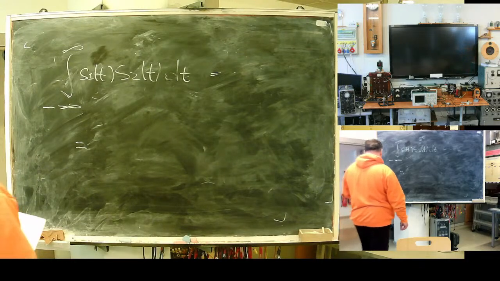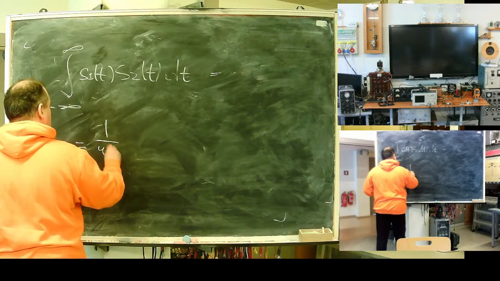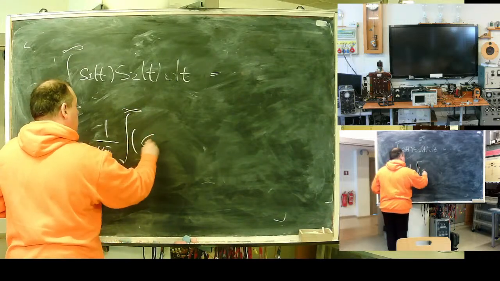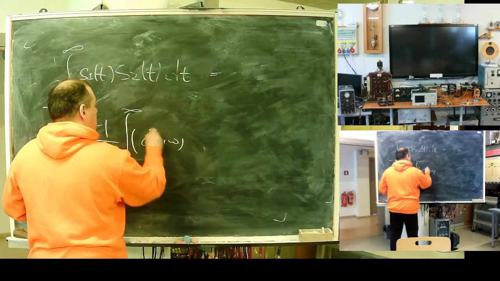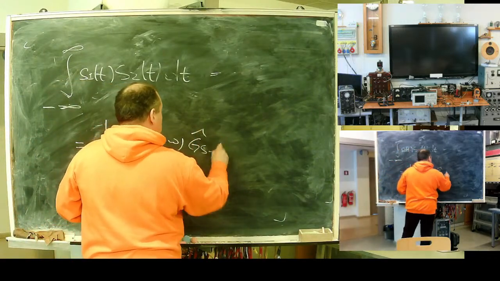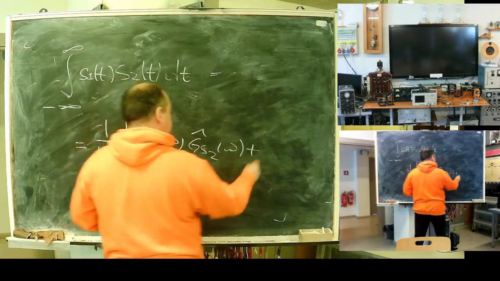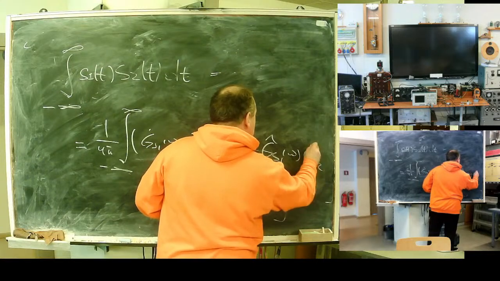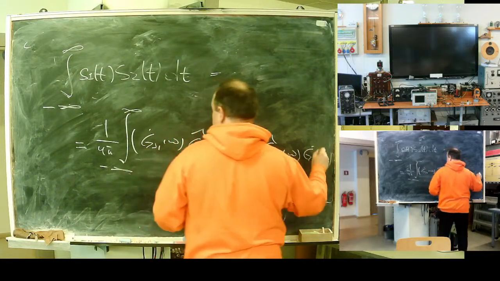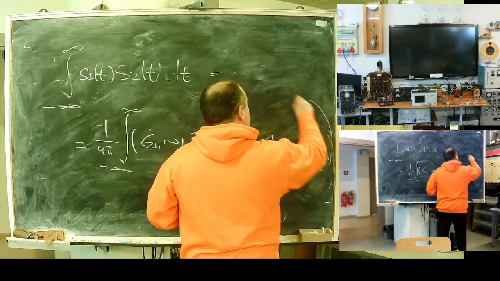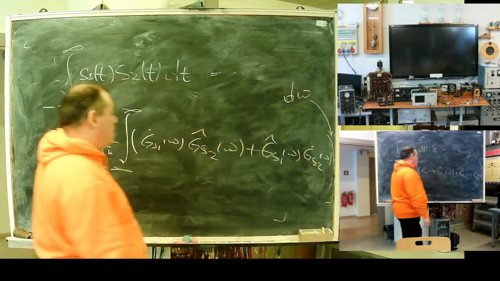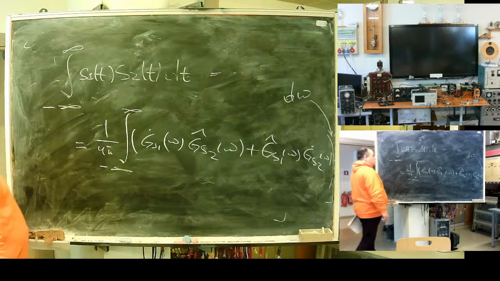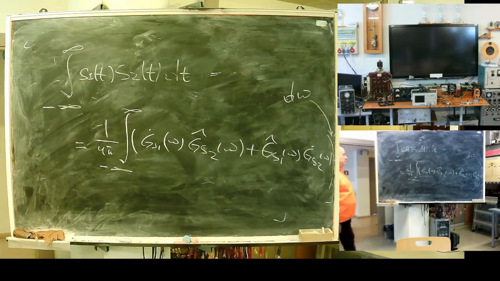And what is it equal to? 1 divided by 4π, integral from minus infinity to infinity, of Gs1 from omega, Gs2 conjugated from omega, plus Gs1 conjugated, Gs2 not conjugated, d omega. Here is the answer to the interference ratio.